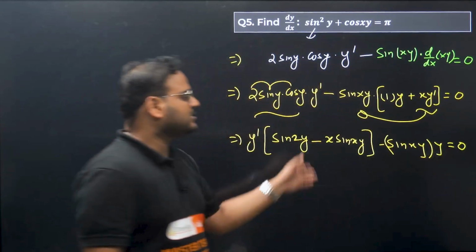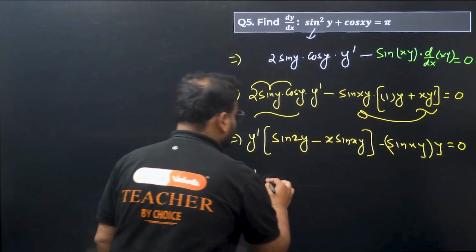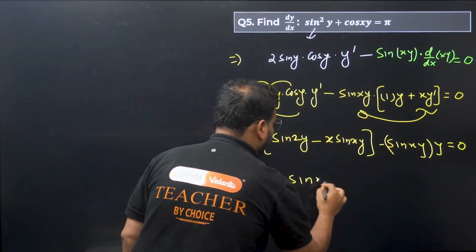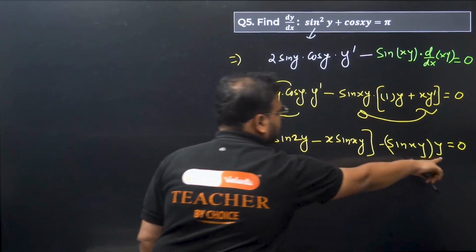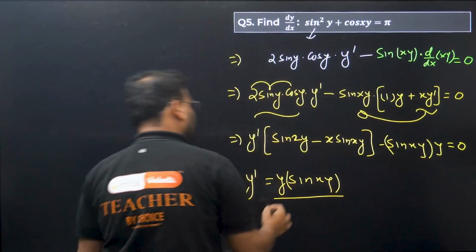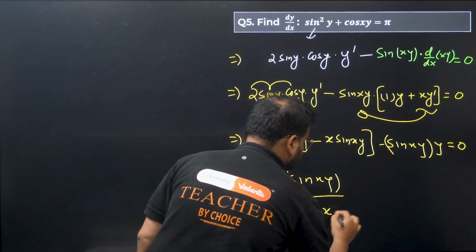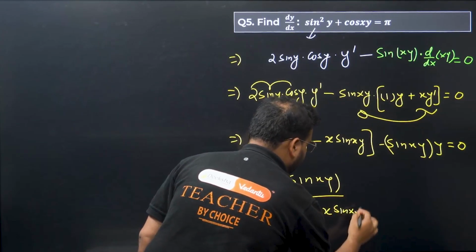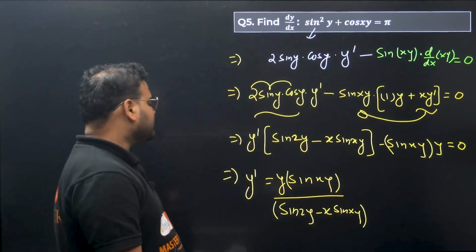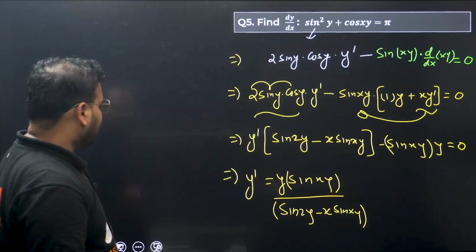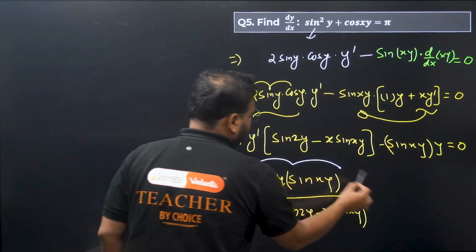Okay, I'll move this term on the other side. What I get, please check. My final answer is coming your way. Y dash equals sine of xy with y, y is outside, divided by this whole thing, sine 2y minus x sine xy. Please cross check, guys. If I made any mistake, let me know. So y dash is y sine xy upon sine 2y minus x sine xy. That's my final answer. I hope you all got it the same.